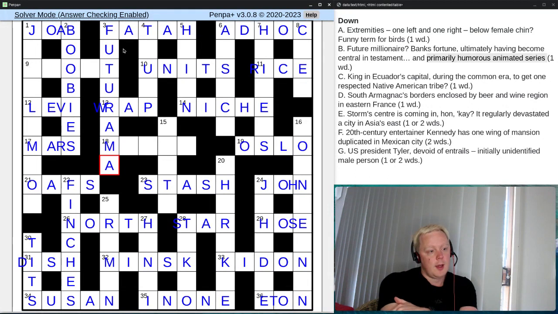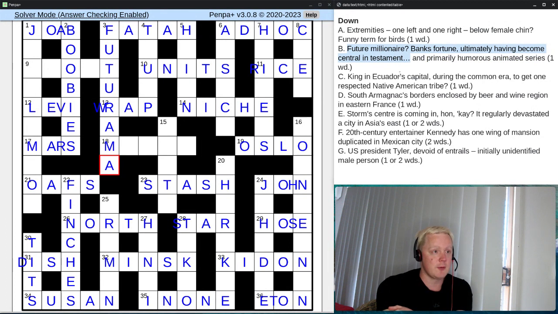Now, the other way of reading this B clue is going to be the wordplay being here, believe it or not. And you might think, what on earth can all this define? Future millionaire, question mark, bank's fortune, ultimately having become central in testament. What on earth can that define? And that's a valid question. But let's see. Primarily humorous would be H. And then animated, if you animate the word series, you anagram the word series, you would get the word, where does it fit?